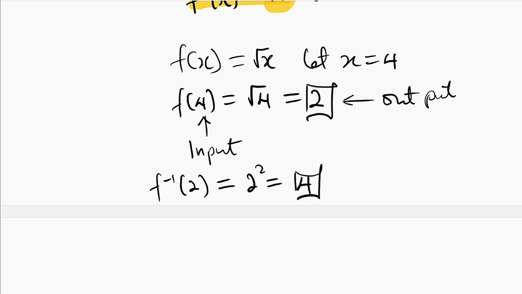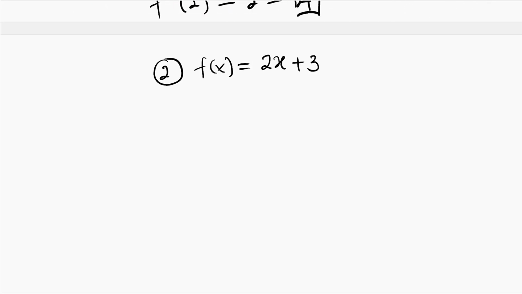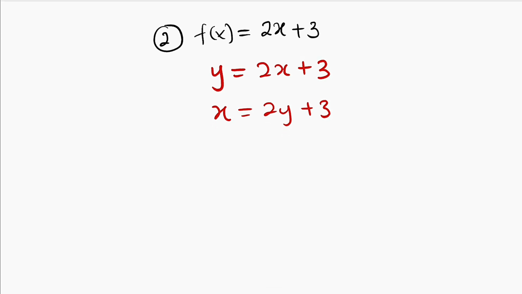Now let us take the second problem. Our second problem is f of x equal to 2x plus 3. As usual, we are going to replace f of x with y. So we have y equal to 2x plus 3. Next, we are going to switch x and y. So we have x equal to 2y plus 3. Finally, we are going to solve for y, or make y the subject.